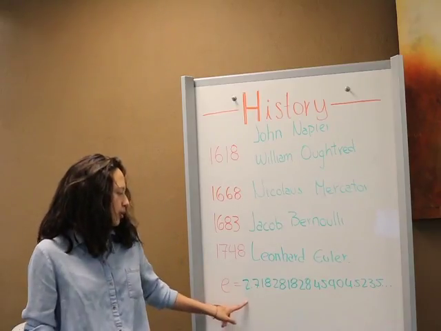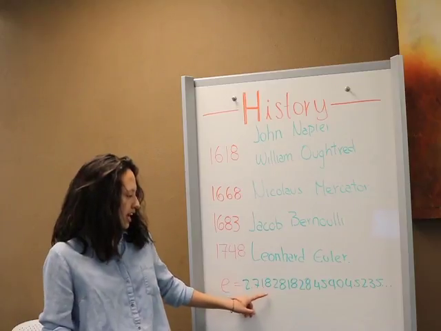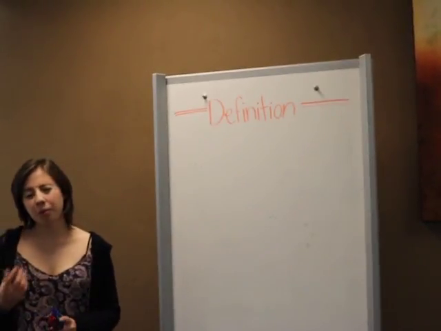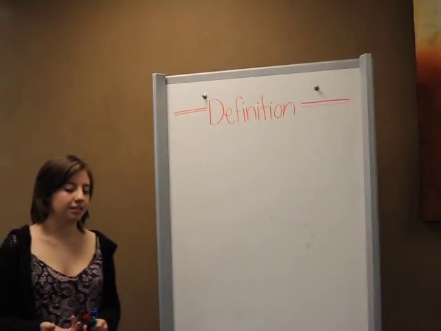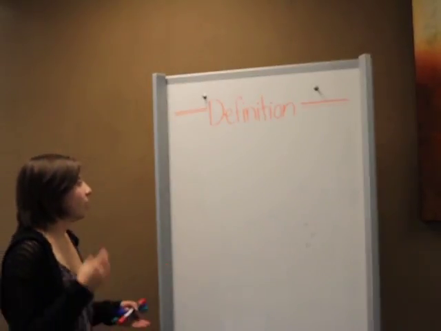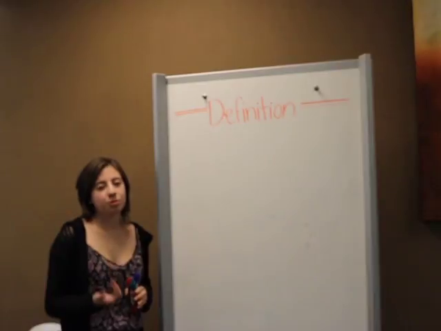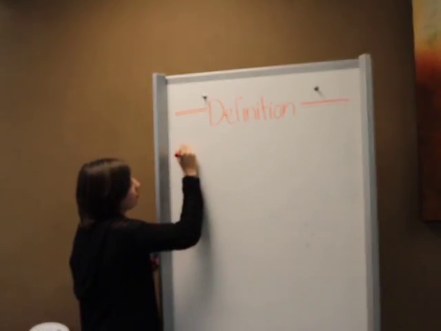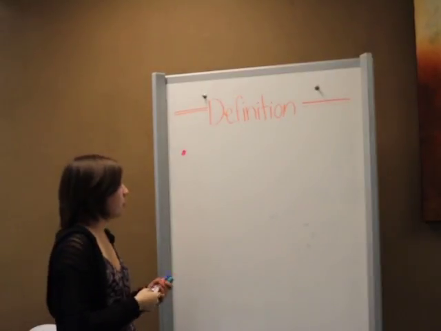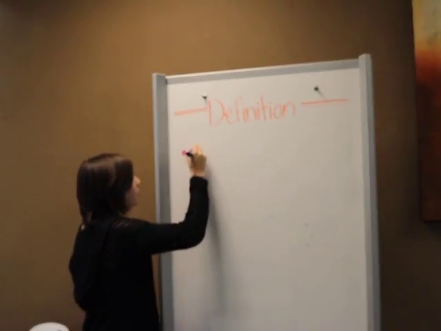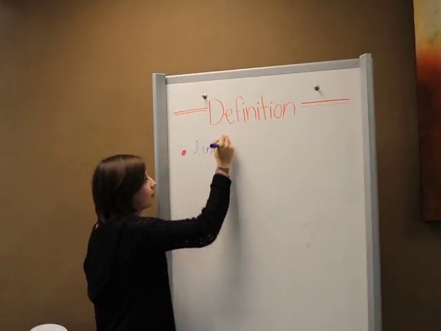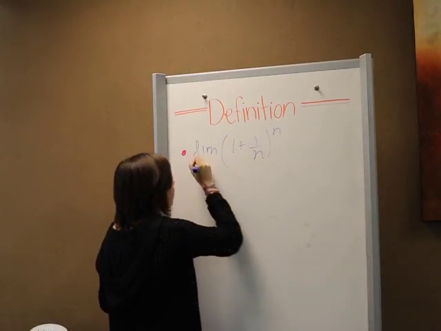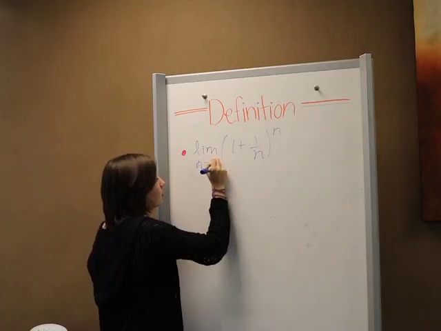So E is 2.718. Really nice things about this irrational number E, but what does it truly mean? It is related to exponential growth, as in compound interest. So the first definition of E is that it is the limit of 1 plus 1 over n to the power of n when n tends to infinity.